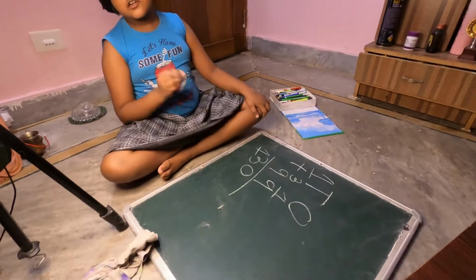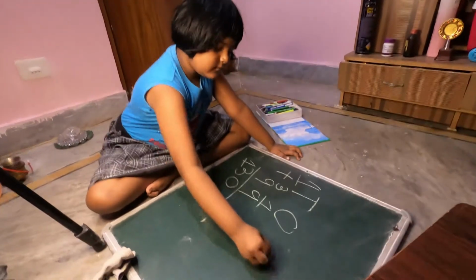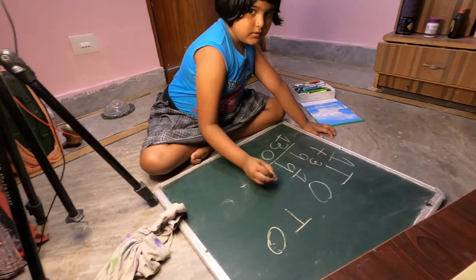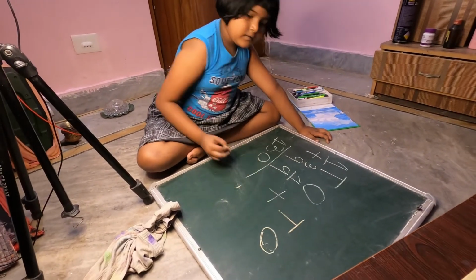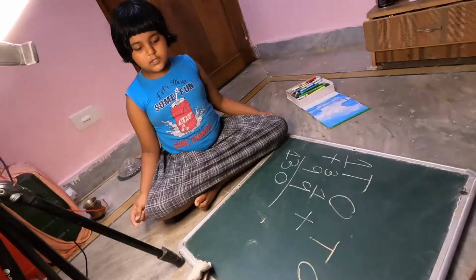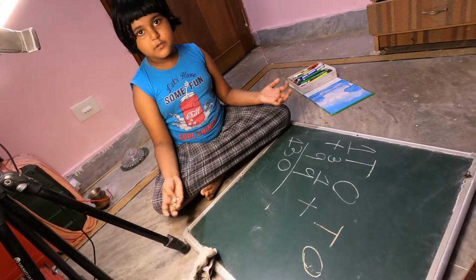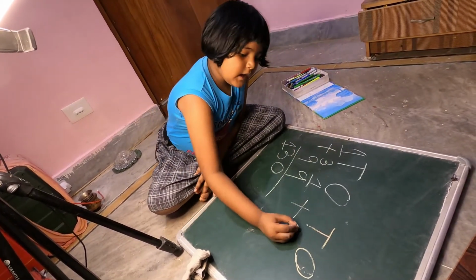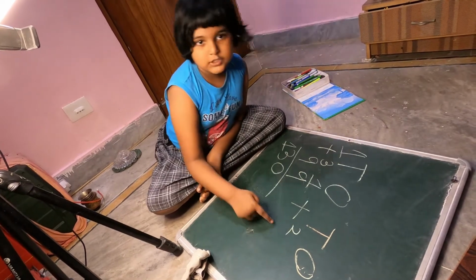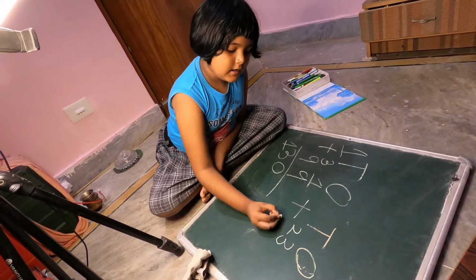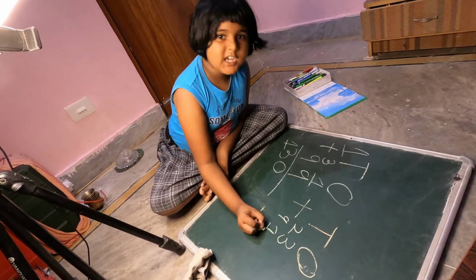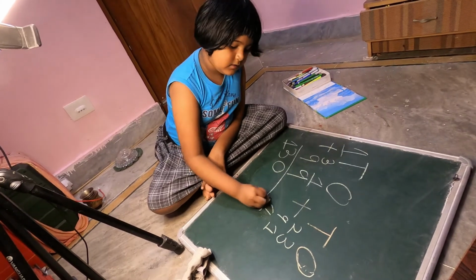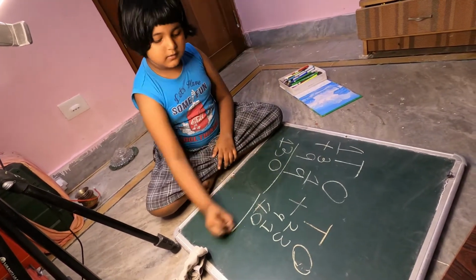Then another example. I am writing another example. You can write 3 or 4 numbers. Like this, I am writing 3 numbers. I am writing 23 and 91. Then 10.